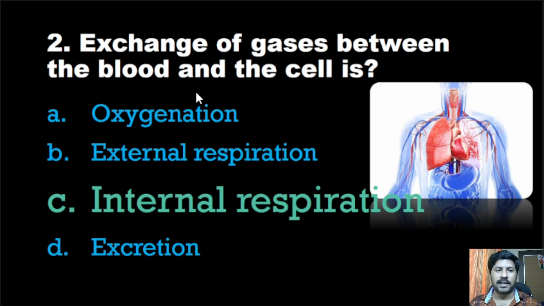That respiration is known as internal respiration. There is another respiration, external respiration. External respiration takes place in the lungs, between the lung alveoli and blood. Oxygen will transfer into blood and carbon dioxide will be received back from blood to alveoli. That respiration is known as external respiration. From external air, oxygen is transported into blood and carbon dioxide is transported from blood to alveoli.